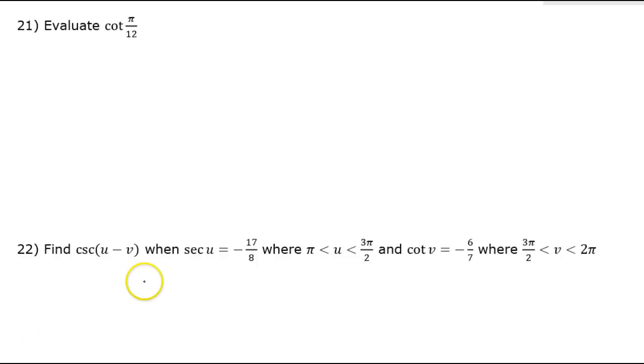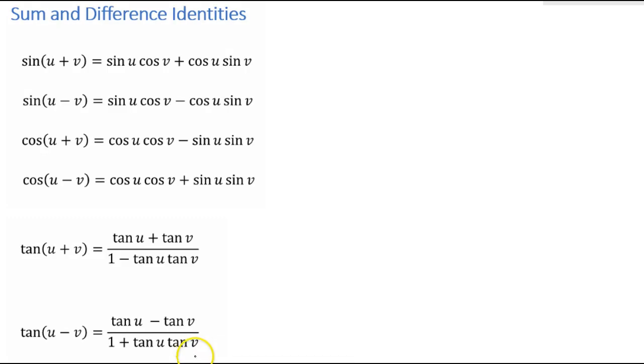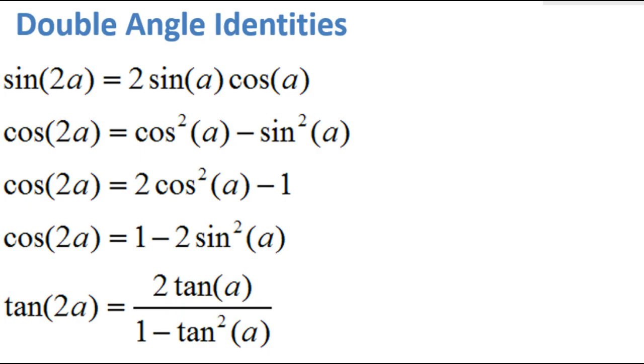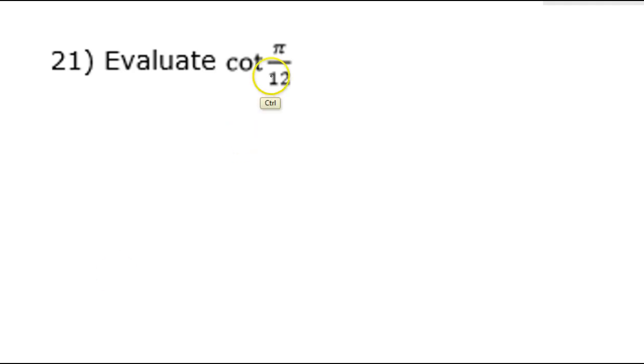In this video, we will evaluate trig functions such as these using double angle formulas and sum and difference formulas. So we'll be using these formulas and we'll be using these formulas. Okay, evaluate cotangent of pi over 12. Well, I'm going to start by evaluating the tangent of pi over 12. And then I'll just do the reciprocal.